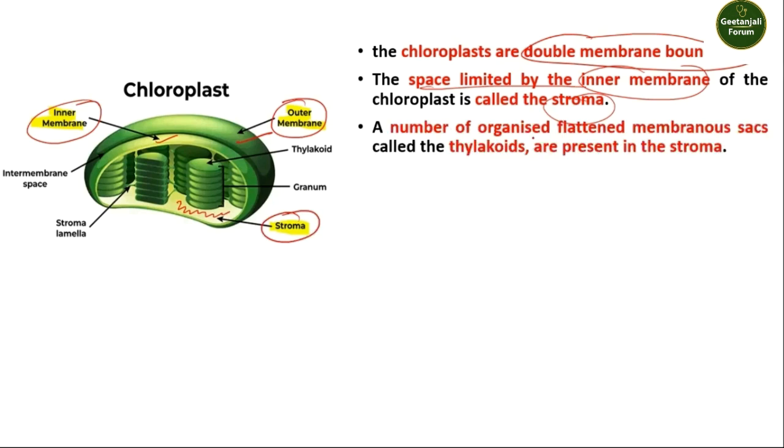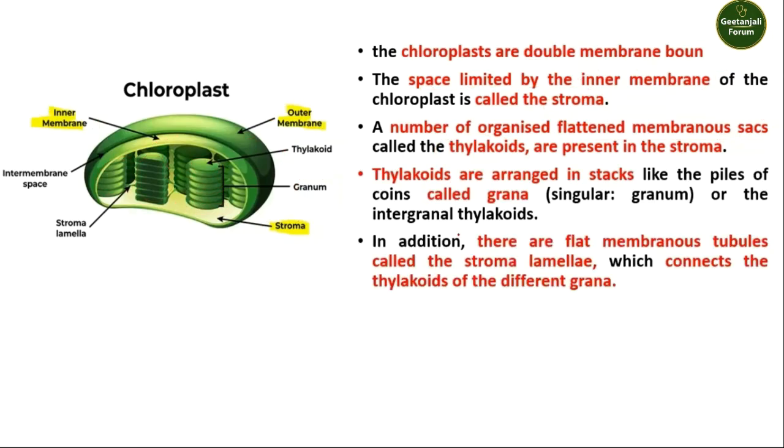In this stroma, there are many flattened membranous sacs, which are known as thylakoids. These are the thylakoids. When many thylakoids are stacked together or piled up, that is called grana. So what is grana? It is a collection of several thylakoids. Then these are flat membranous tubules called the stroma lamella. It connects one grana with another grana. They interconnect two granas.